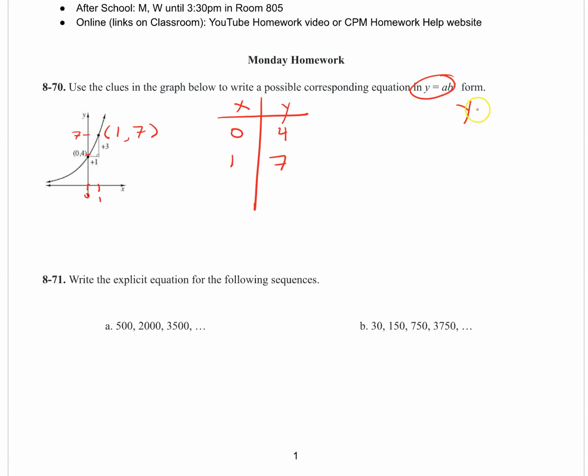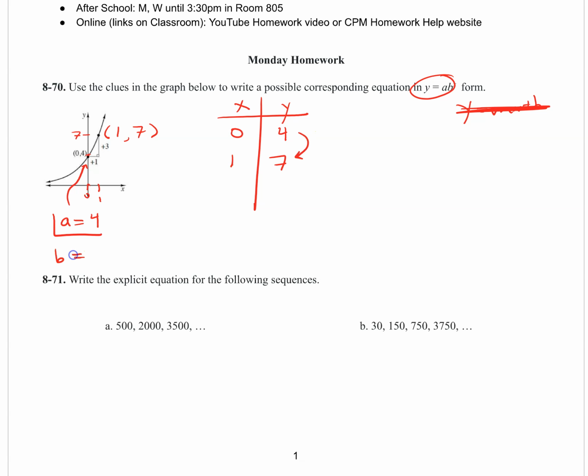We want to use this equation, so don't use y equals mx plus b. Don't do that one. The starting value is a, and as you can see, the y-intercept, or the starting value, is 4. So a equals 4.